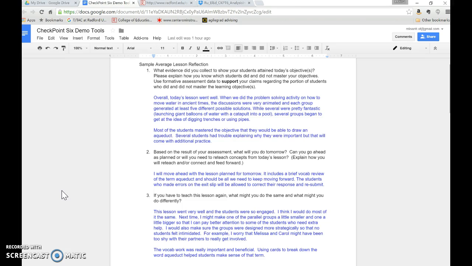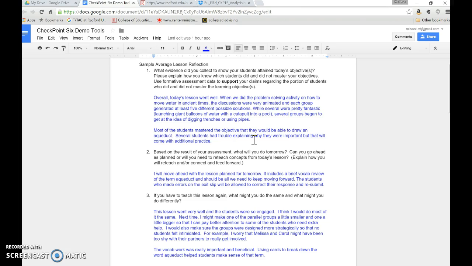Some key tips to keep in mind are that we are looking for evidence. So avoid phrases like most of them, or the students seem to get it, or they were all engaged. That's great, but instead say 17 of the students answered the questions correctly on the exit slip, or 3 students struggled to come up with the appropriate answer according to the checklist. Notice the inclusion of specific data.